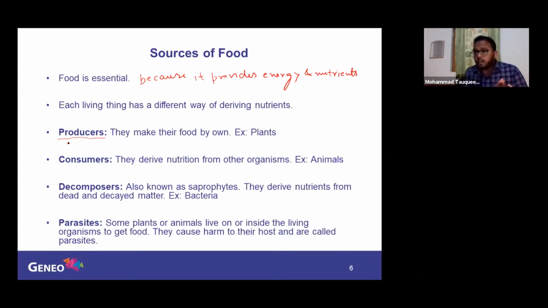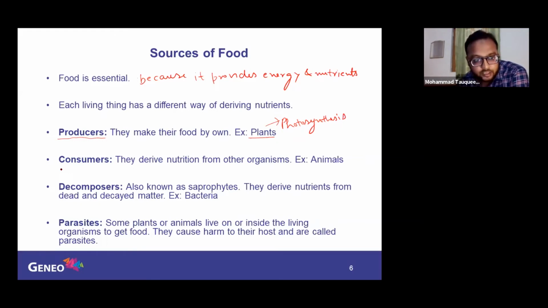But producers are those that make their food by their own. They need not take food from anywhere. So the examples are plants. Plants make food through photosynthesis. In later slides, we will be discussing it in detail.